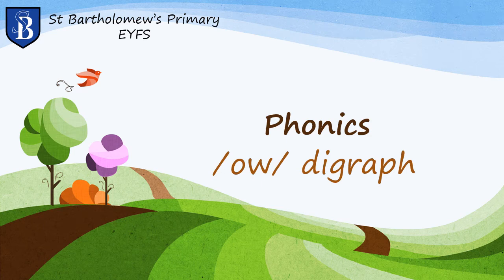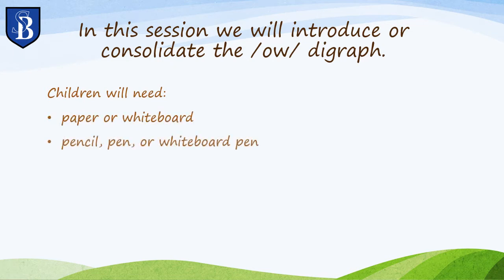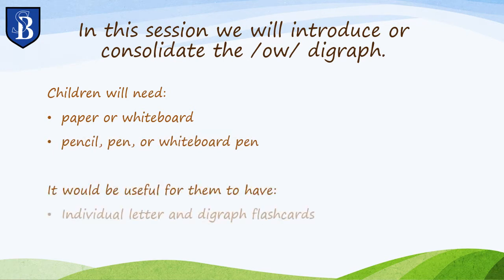Hey everybody, it's Mr. Mayor here, ready for another EYFS phonics session, and today we're going to be thinking about the OW digraph, recorded using the letters O and W. In this session we're going to introduce or consolidate the OW digraph, and children will need some paper, their learning book or whiteboard to write in, pencil, pen or whiteboard pen to write with, and it would be useful for them to have some individual letter or digraph flashcards or some magnetic letters if you have them available.